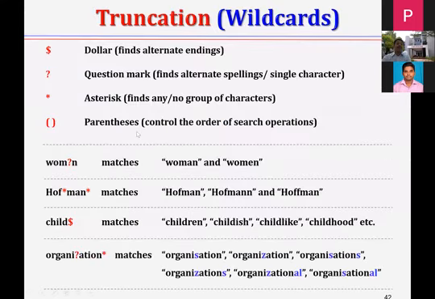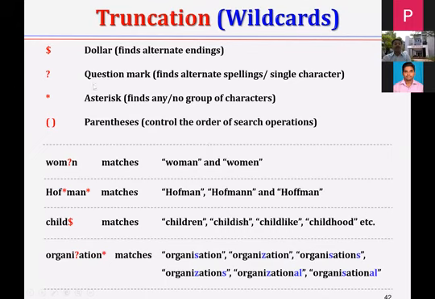And these are the wildcards. Out of the 4 wildcards I presented here, dollar, question mark, asterisk, and parenthesis, the most common are the last 2. Generally, the dollar sign is used at the end for one character or more characters. A character is one letter. When I say child$, it will search all the words starting with child until a space comes, like children, childish, childlike, childhood, and all these things. But it should come only at the end.